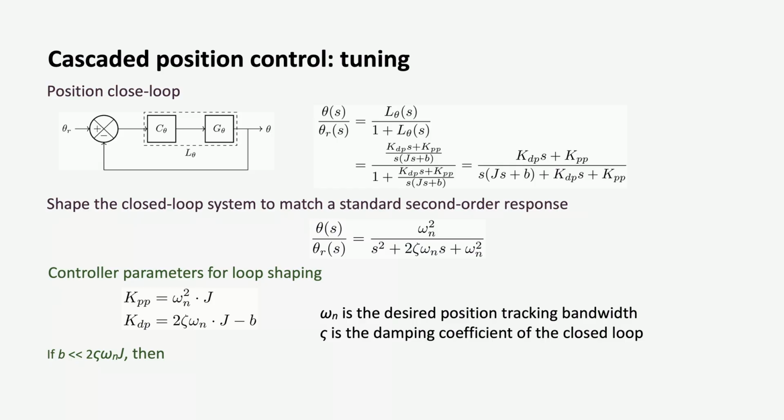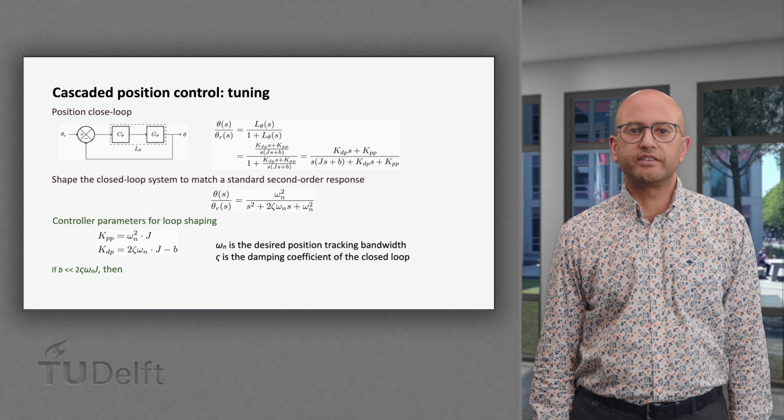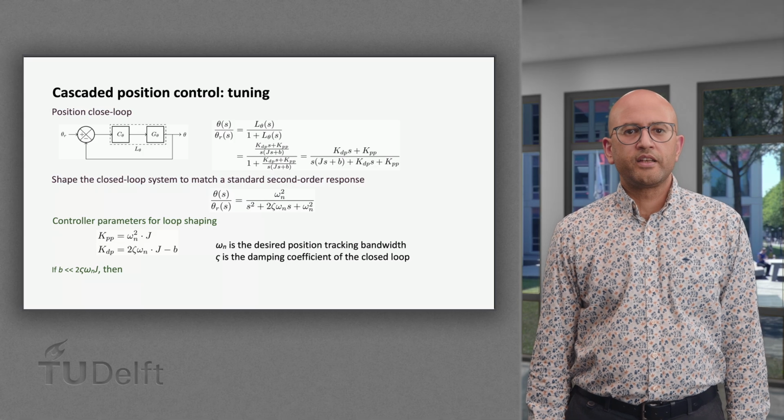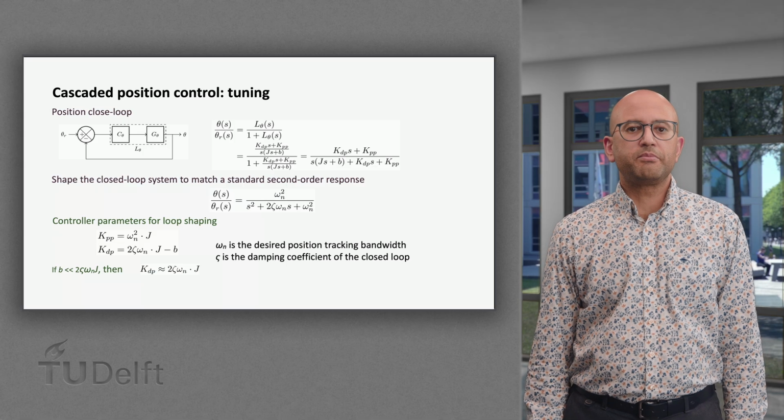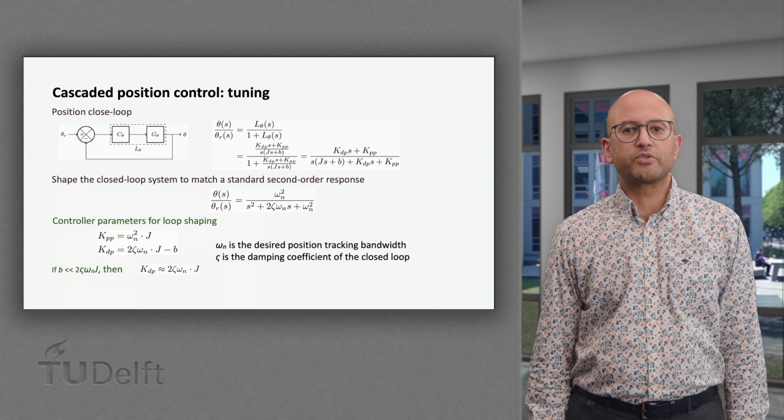To make them match, we can see the proportional gain KPP should match the desired bandwidth squared times the moment of inertia J, while the differential gain is matching the equation below. In practice, the rotor and load damping coefficient is often negligible. So KDP can usually be set as 2 times the desired loop damping times omega n times J.